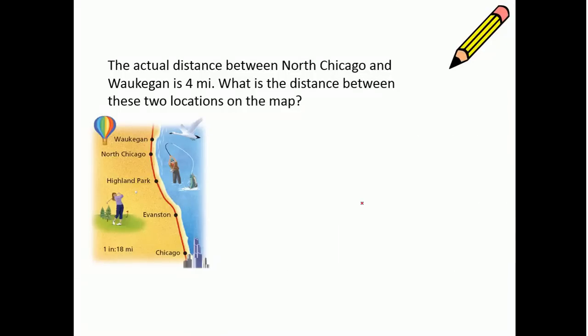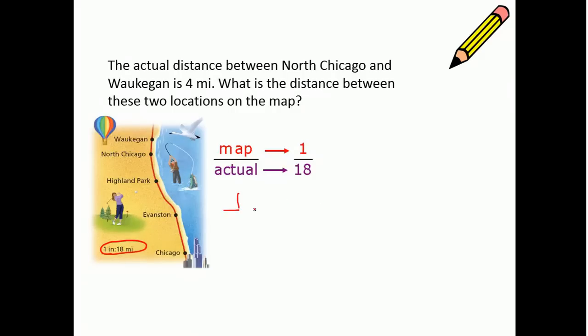The actual distance between North Chicago and Waukegan, I want to say, is 4 miles. What is the distance between these two locations on the map? So we need to set this up. We're going to go map over actual. Now, where did I get that 1/18? If you look in the corner right here, that's where the map usually has it. I'm told 1 inch is 18 miles. So that's where we got that 1/18. Now let's use that to write the rest here.